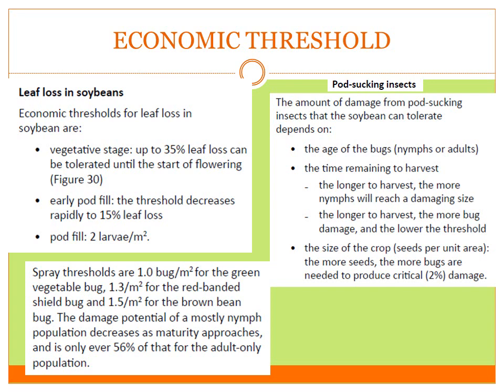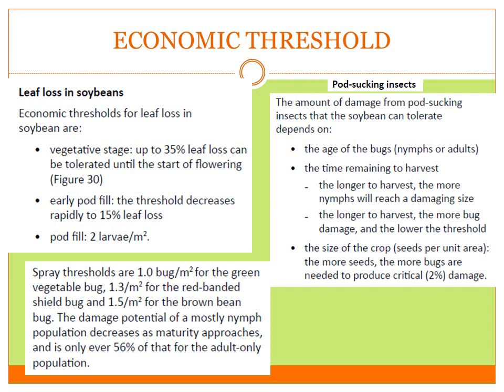For the pod-sucking insects, the amount of damage that the soybean can tolerate depends on the age of the bugs, if nymph or adults, and the time remaining to harvest. So the longer to harvest, the more nymphs will reach a damaging size. And the longer to harvest, the more bug damage and the lower the threshold. It also depends on the size of the crop, seeds per unit area. The more seeds, the more bugs are needed to produce critical 2% damage.